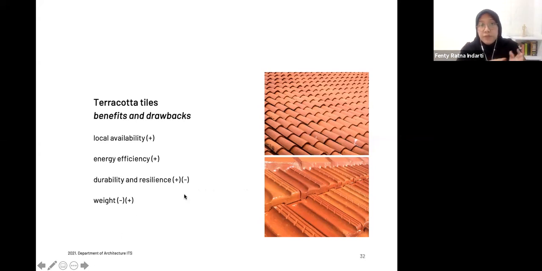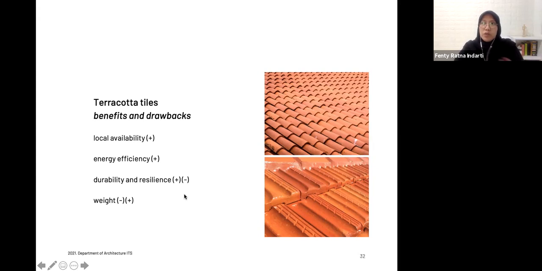Next, the benefits and the drawbacks of terracotta tiles. First is about the local availability. Of course, it's easier to find terracotta tiles, but nowadays it becomes something exotic, which means that it becomes rare compared to the previous days of building development. But still, it is locally available. And because the material is coming from a very easy to find material such as clay, the local availability becomes one thing for sure.